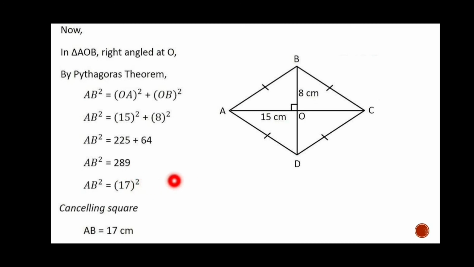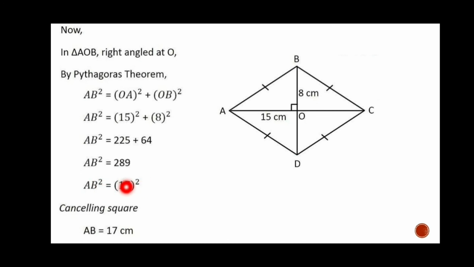Children, you should learn the squares of numbers till 20 or till 25 at least. You should know what is the square of 16, what is the square of 15. You should know it very fast. Then here AB square will be equal to, as I told, this is the square of 17, so we will write it as 17 square.